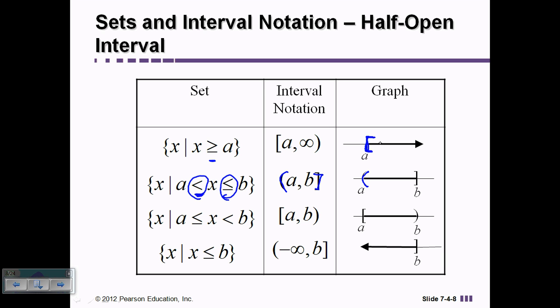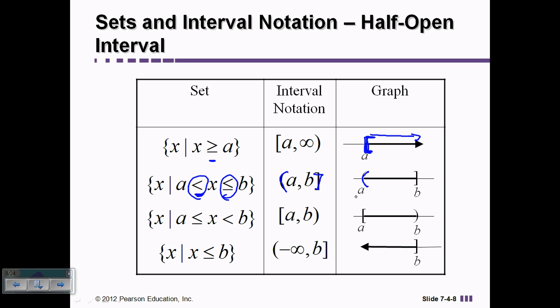So again, the first example, we start at a, we move to the right infinitely because there's no endpoint. So infinity is on the right, a is on the left. We have a square bracket on the a and a parenthesis on infinity. Infinity is always a parenthesis. It will never have a square bracket because it will never ever reach infinity.